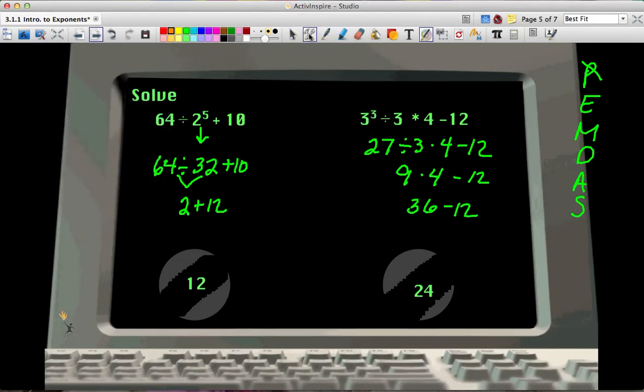Again, the biggest mistake is that students will put that 3 to the 3rd power is 9, but you have to remember it's 3 times 3 times 3, which turns into 9 times 3, which then turns into 27.